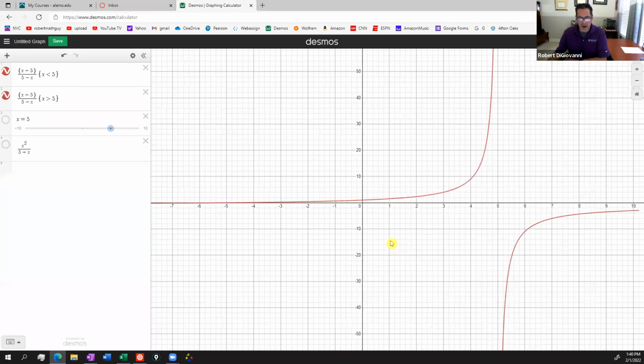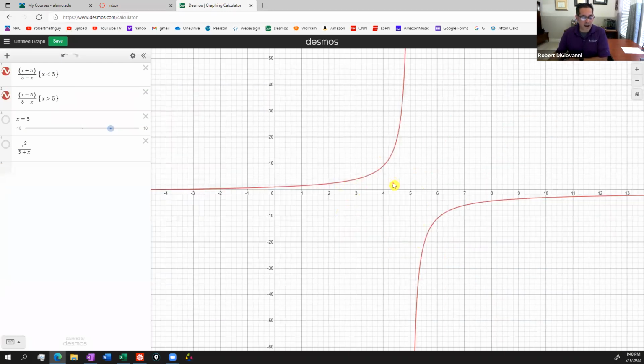This is actually the graph, okay? This right here is the graph of x plus 5 over 5 minus x. This is the graph of that function. And if we go to 5 on the x-axis, you can see here we've got a problem because you can't plug 5 into this as a function, right?